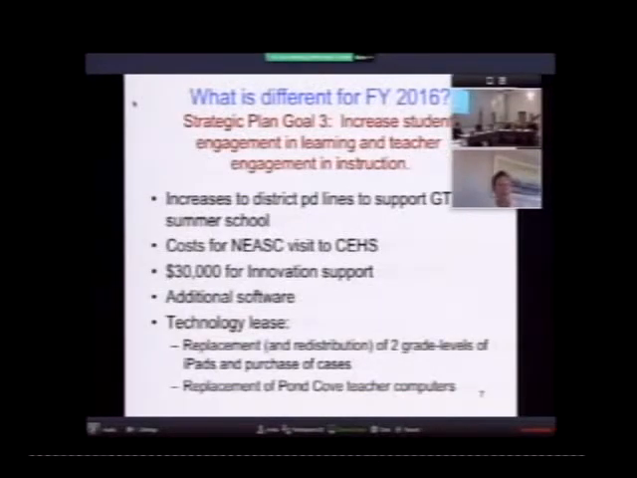Goal three of the strategic plan increases our district professional development lines to support gifted and talented and summer school programs. We have also included about $12,000 for the NEASC visit, the New England Association of Schools and Colleges visit to the high school, as well as $30,000 for innovation support.